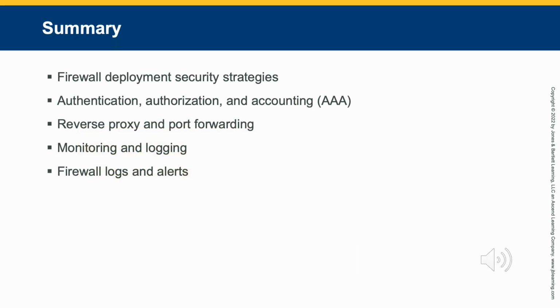In summary, we've looked at firewall deployment security strategies. We've looked at AAA and what it does. We've explored reverse proxy and port forwarding solutions, the importance of monitoring and logging, and what those firewall logs and alerts mean.